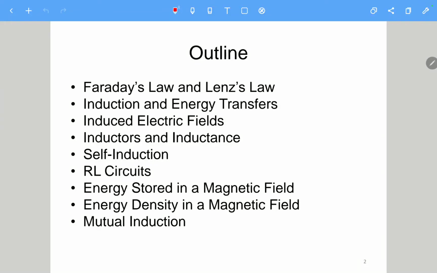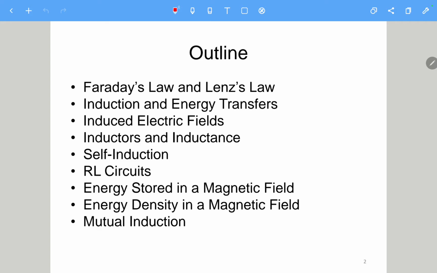Okay, so this is the outline for chapter 30. We will talk about Faraday's law and also Lenz's law. Faraday's law is the third law in the Maxwell equations we learned. And actually, Lenz's law only refers to the negative sign inside Faraday's law.